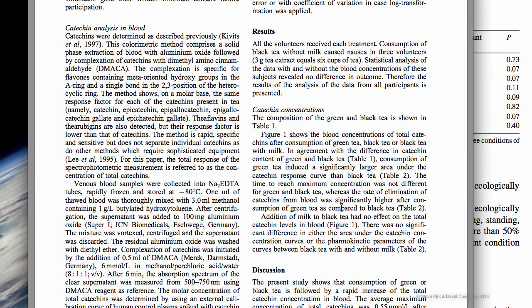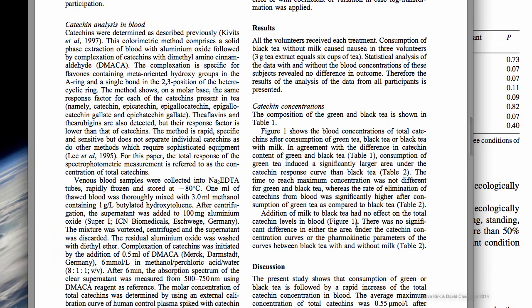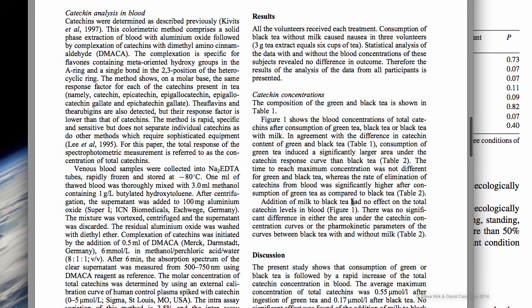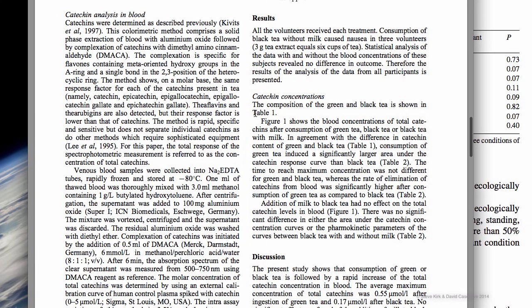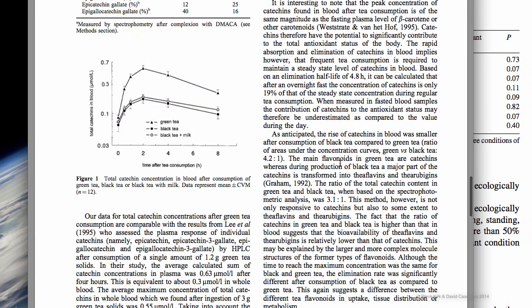Notice that not only things that were different were mentioned, like this significantly higher one, but also things that did not change, okay, was not different. Same thing down here. Okay, had no effect on the total catechin levels. Okay, and in the case of this results section, they have a table 1. Okay, they have figure 1, and they also have table 2, and those are shown later on.